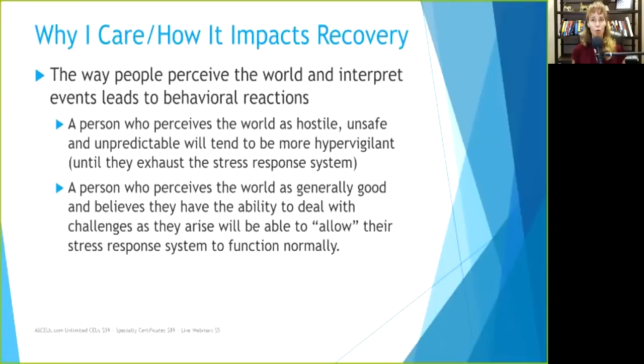People who see the world as hostile, unsafe, and unpredictable, for a variety of reasons, whatever happened to make their schemas such that they don't believe that people or the world is trustworthy or predictable, they are always on guard. They're always kind of like a hamster in a cage.